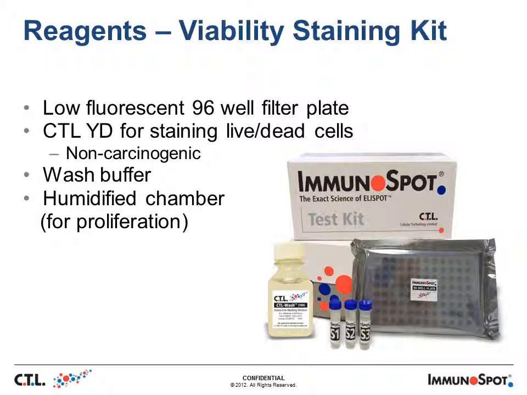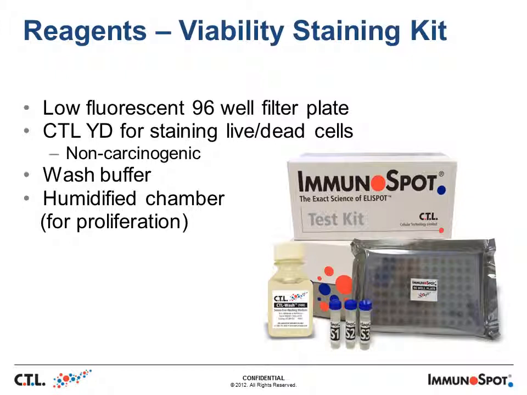The viability staining kit consists of low fluorescent plates. We tested multiple different plates to then determine one with low background fluorescence, low affinity to the dyes, and one that provides even distribution of cells on the surface of the well. We tested many different dyes to determine the ones that can stain live and dead cells that can be detected unambiguously in a mixed population. We took extra attention to make sure that these dyes were also non-carcinogenic.